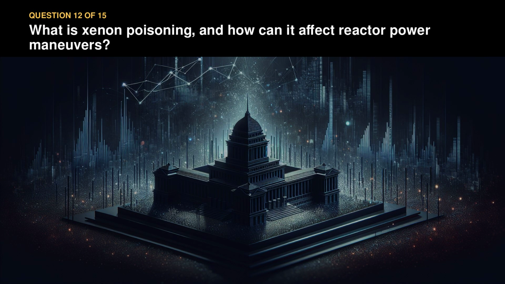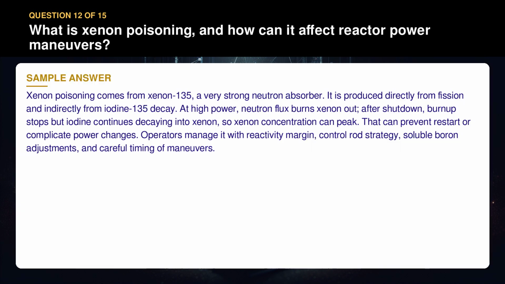Question 12. What is xenon poisoning, and how can it affect reactor power maneuvers? Xenon poisoning comes from xenon-135, a very strong neutron absorber. It is produced directly from fission and indirectly from iodine-135 decay. At high power, neutron flux burns xenon out. After shutdown, burnup stops, but iodine continues decaying into xenon, so xenon concentration can peak. That can prevent restart or complicate power changes.